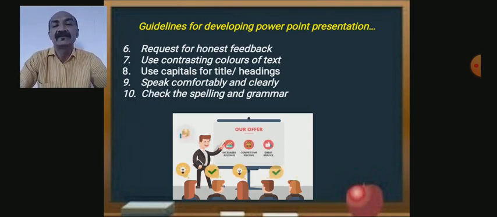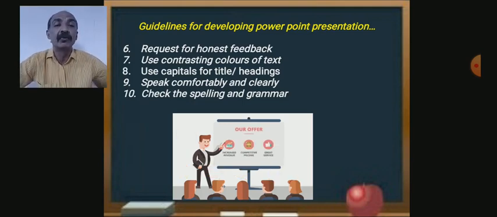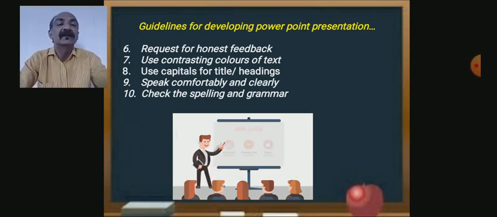Seventh point is that use contrasting colors of text. Yes, when you are preparing a presentation, when there are some slides in that presentation, you should not use a single color. Of course, it is not required that every line should be in a different color. That will be very bold, but multicolor should be used. You can see that in this example. I have given yellow color for headings and white color for the points. You can follow the same method.